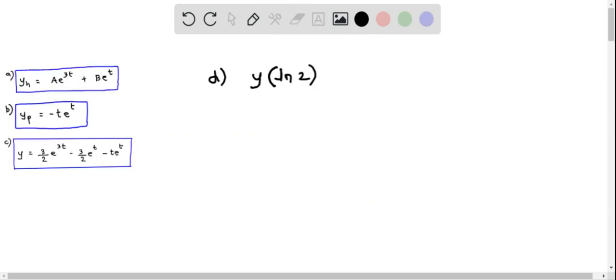In part D, we evaluate y of natural logarithm of 2. So for this, we can utilize the exact solution which we obtained in part C. So I write the exact solution of the differential equation, y equals 3 by 2 e raised to the power of 3t, minus 3 by 2 e power t, minus t times e power t. So here we should replace t by natural logarithm of 2 and determine y of ln 2.